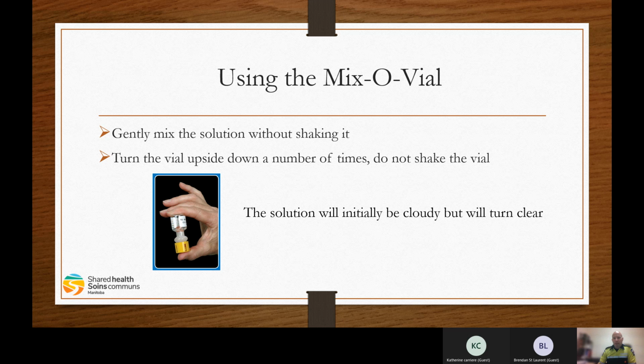So once you've got the water into the medication, you want to gently mix the solution without shaking it. You can turn the vial upside down, but just like glucagon, you don't want to shake it. You just want to mix it gently together. You can do that however you want, just upside down and back. When you initially mix it, the solution will be cloudy. That's normal. It will turn clear, so you're all good.